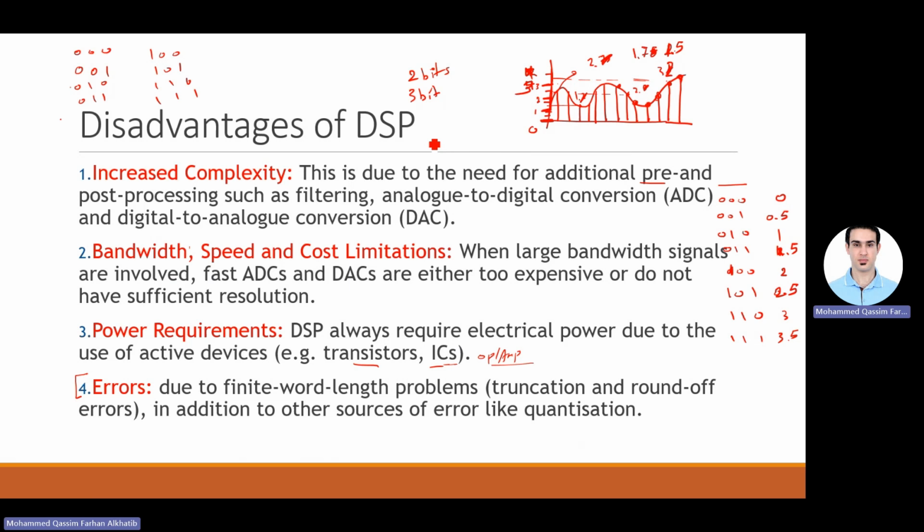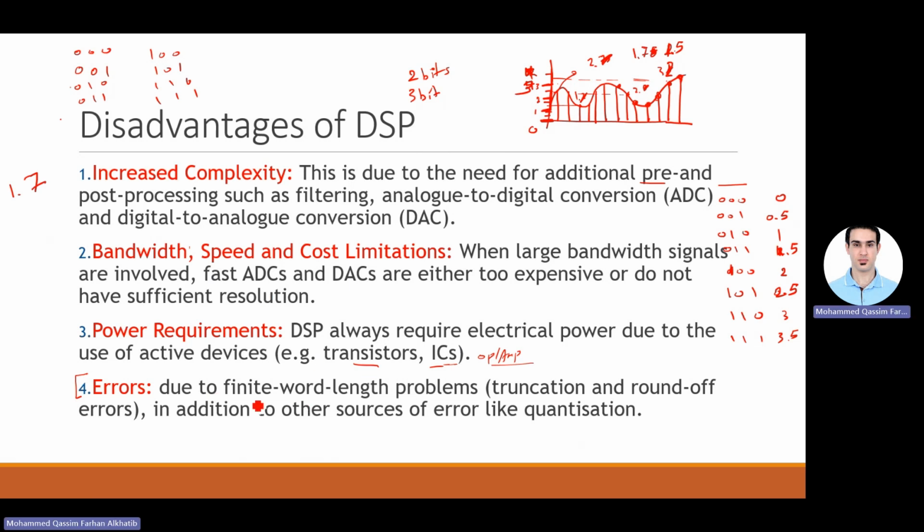So I have a value of 1.7 and the nearest level is 1.5, so I have an error of 0.2. However, if I have only 2 bits, it's going to be closer to 2, but I have an error of 0.3. Now, if I have 4 bits, I have better resolution. 5 bits, I have 32 levels. 6 bits, 64 levels. So the more bits I have, the more levels I have, and the error will become smaller.